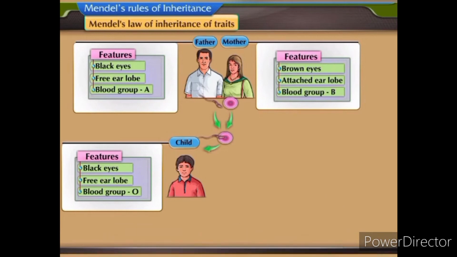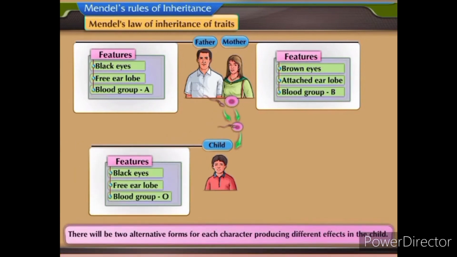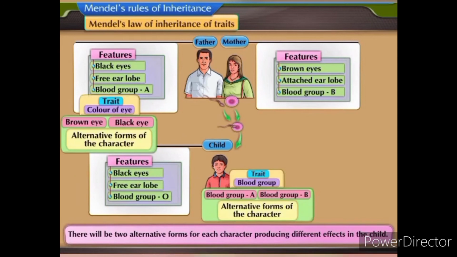If the contribution of both the father and the mother is equal, then for each trait there will be two alternate forms for each character, producing different effects in the child. These alternate forms of a gene are called alleles.